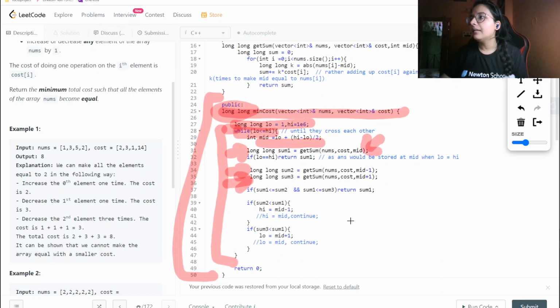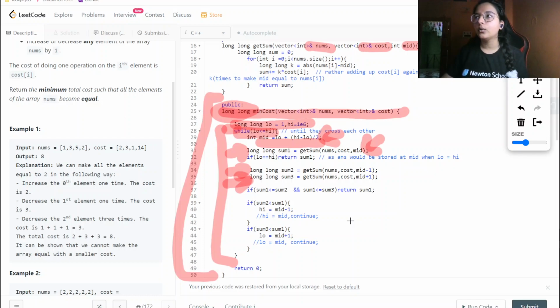So here for the middle, we are first required to get the sum, and this sum is basically for the fact that k means cost into the subtraction of the element which is presently there and the middle element. Here we will be passing the middle element which we calculated from this point. Here you can see this nums, cost and mid, right?